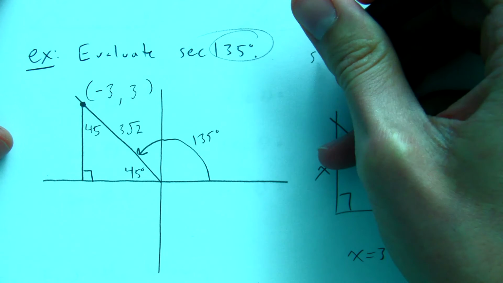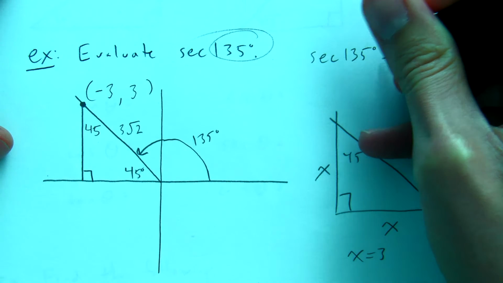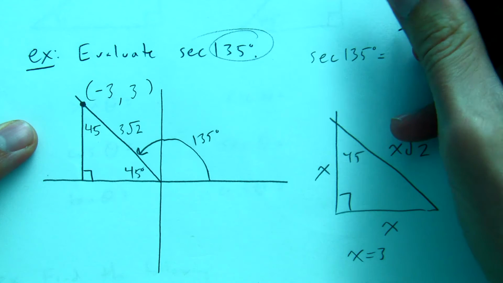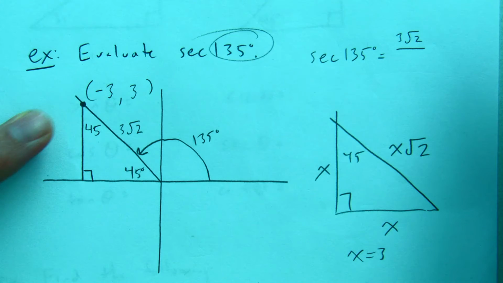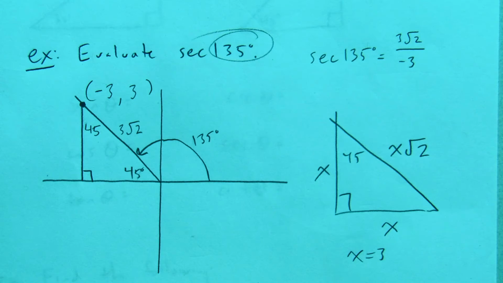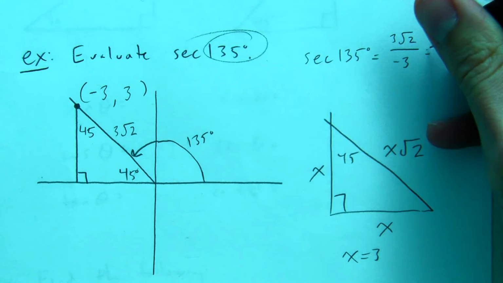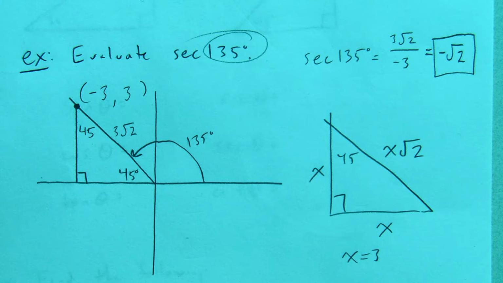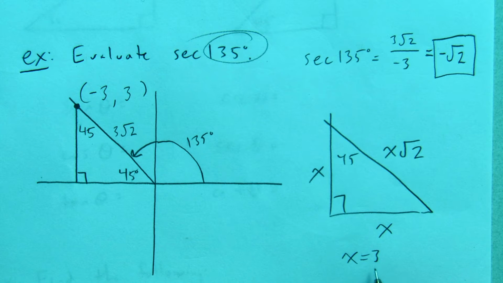Remember that secant of an angle is the reciprocal of cosine. Cosine is x over r. So secant is r over x. That's 3 root 2 over negative 3. My 3's cancel, and I get negative root 2. That's secant of 135. Now the one part that may feel a little arbitrary here is that we picked x equals 3. If you were to pick x equals 2 or x equals 7 or x equals, I don't know, 58, you would still end up getting the same value for secant of 135.